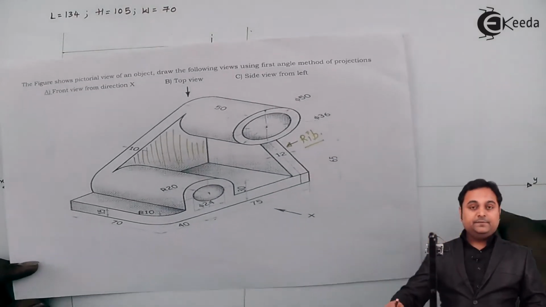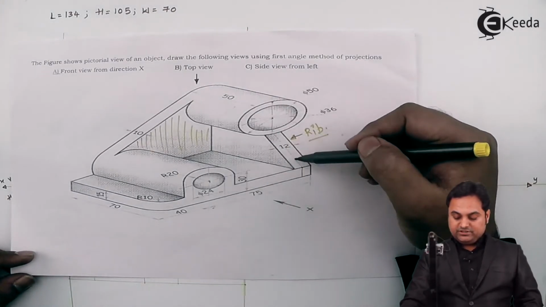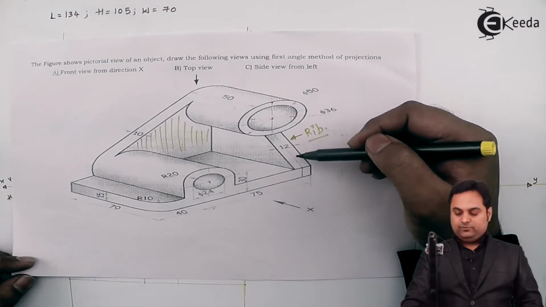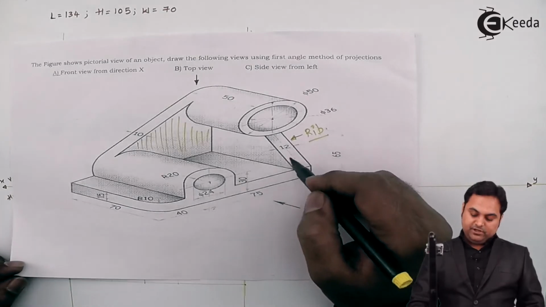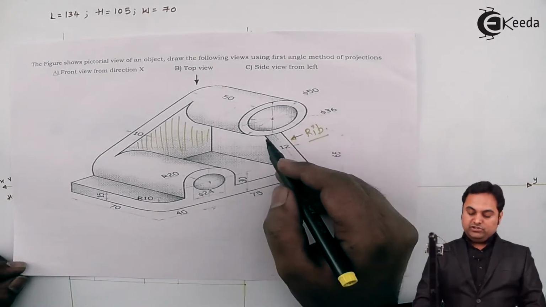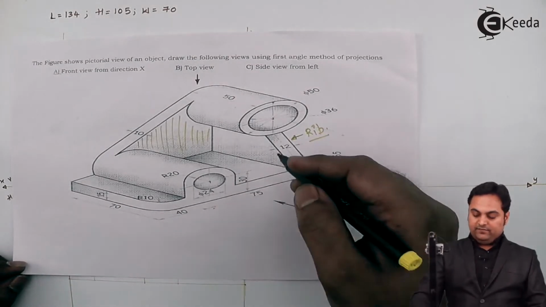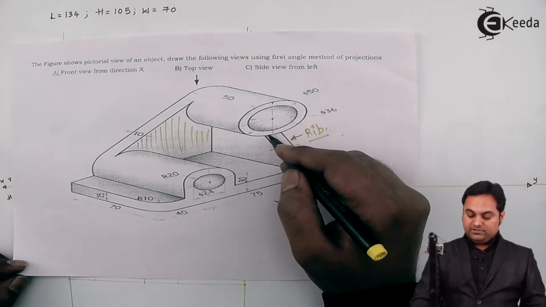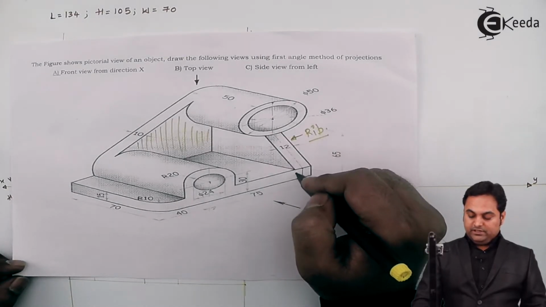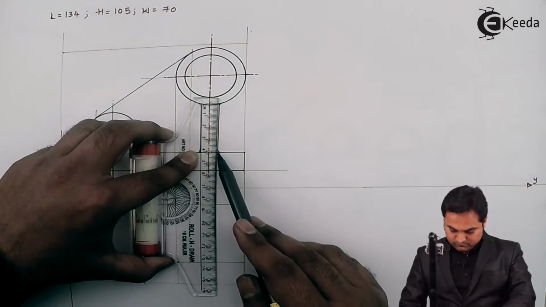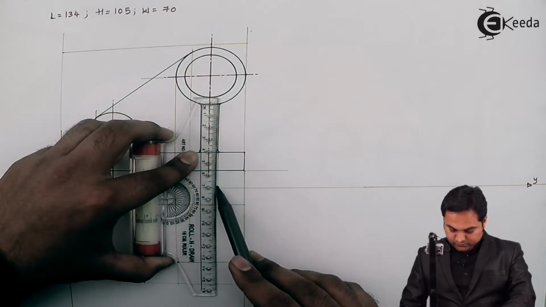Next, there is another rib on this side which will also be visible from the top, and this rib will appear as a rectangle whose length is there in the front view, and it is connected from the cylinder up to the end of the plate, projecting the rib downwards.